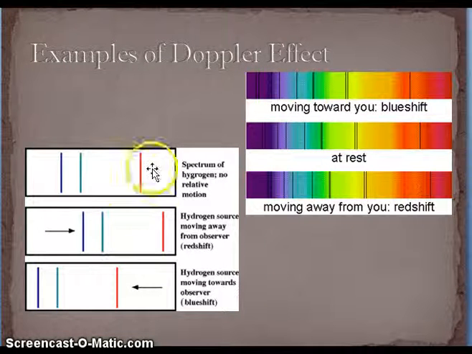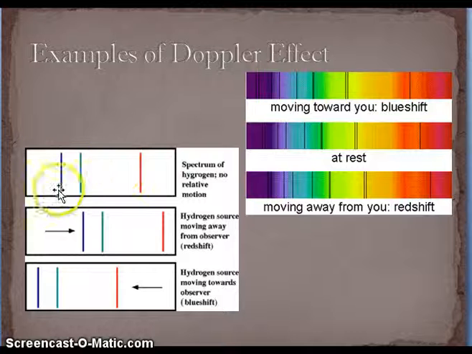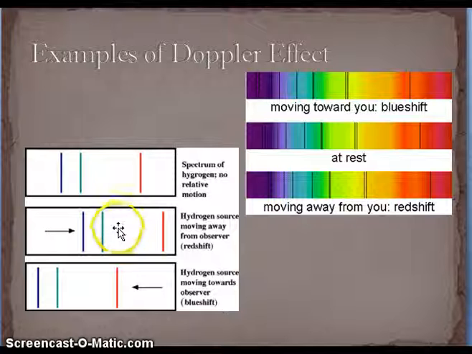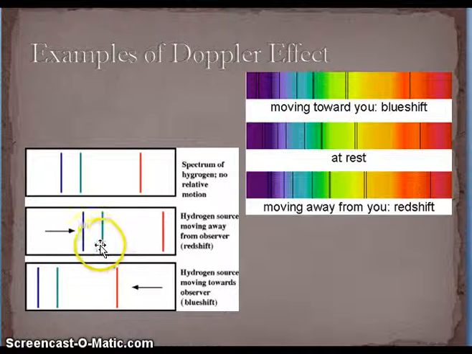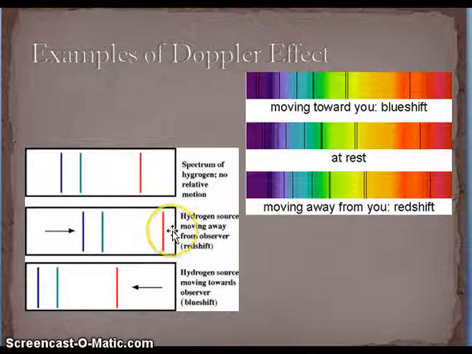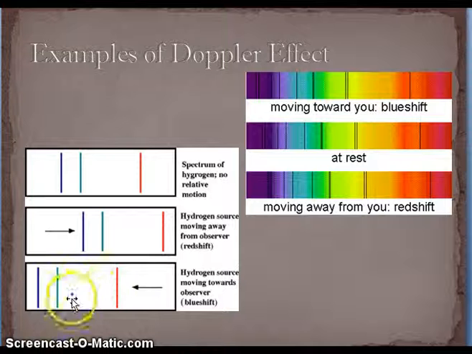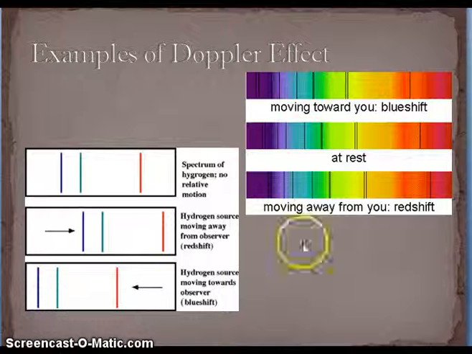So here is a spectra of hydrogen with no motion. Here's the different colors. When this hydrogen is on a star that is moving away from us, you can see how the lines are still spaced apart. They're still equidistant from each other from the above. However, all of them have shifted to the red end of the spectrum. And over here, this hydrogen is on a star that's moving towards us. All of them will shift towards the blue end of the spectrum.